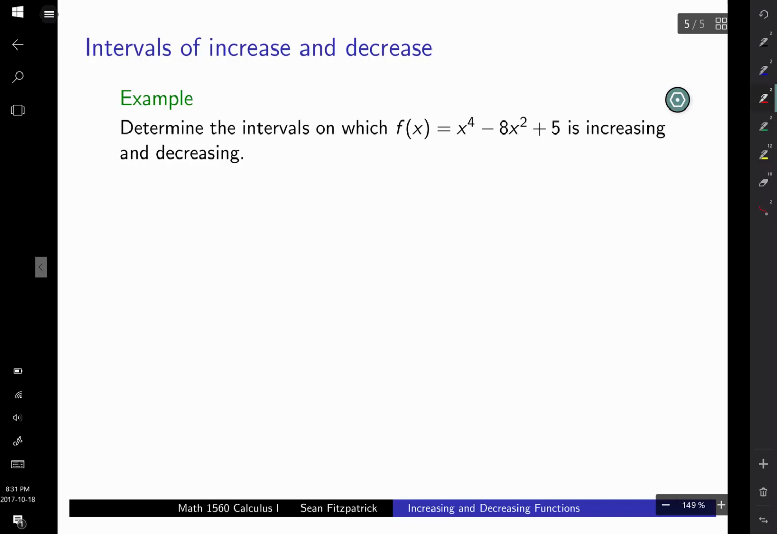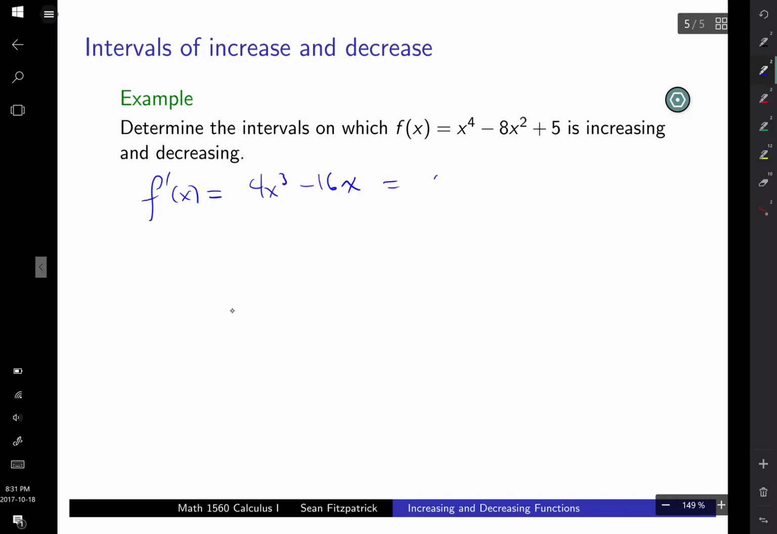Okay, so here's a basic example. We've got a function. We want to know where it is increasing and where it is decreasing. Well, we have our result telling us that the derivative gives us information on these intervals of increase and decrease. So we calculate the derivative, f prime of x. We get 4x cubed minus 16x. 5 is a constant, so the derivative goes to 0.